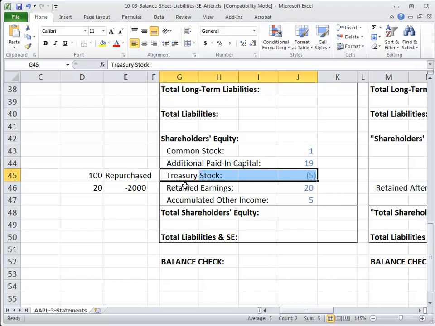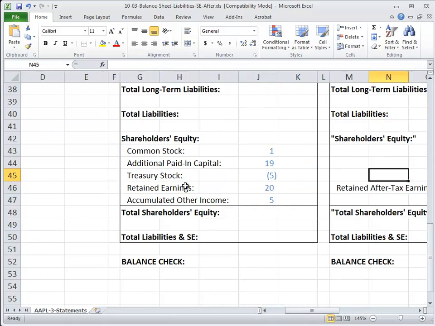It's listed with a negative value to denote that it is the opposite of these two line items. These two line items represent shares that are out there in public hands, whereas treasury stock has a negative sign because it's the opposite. It's not out in the public. It is instead held closely by the company, and no one else can get a hold of it. So that's why it has a negative sign.